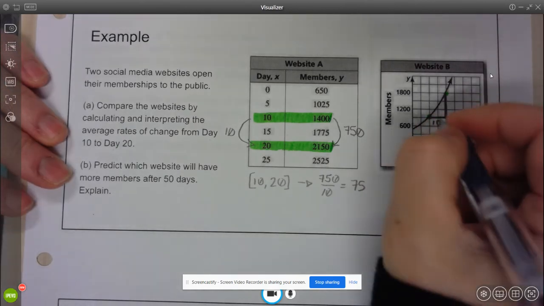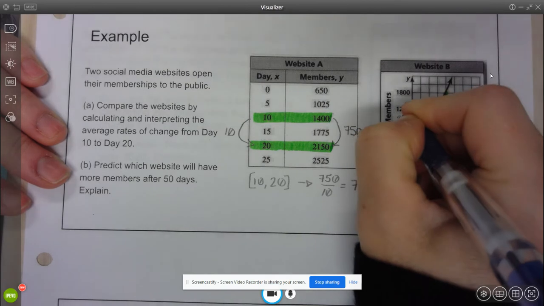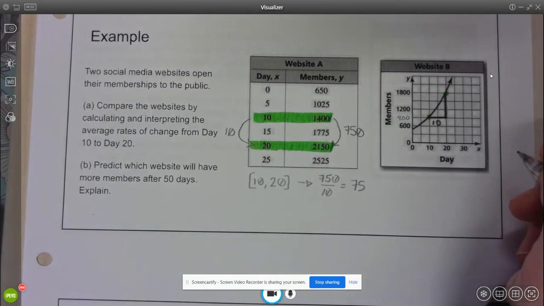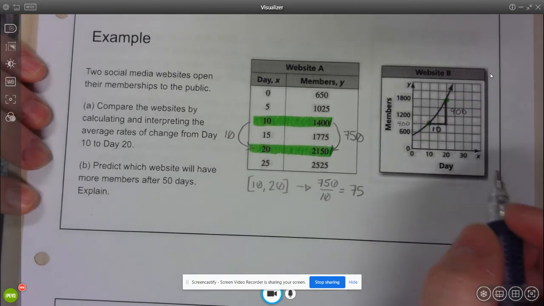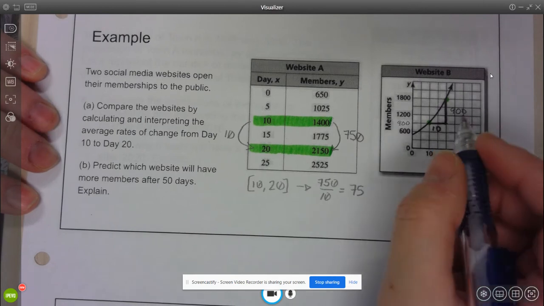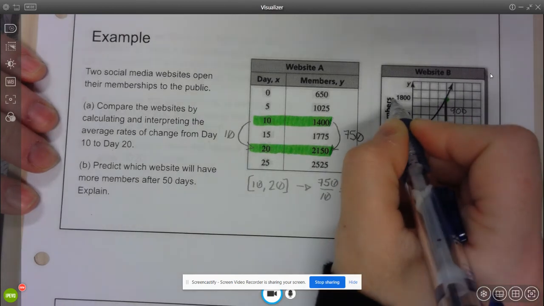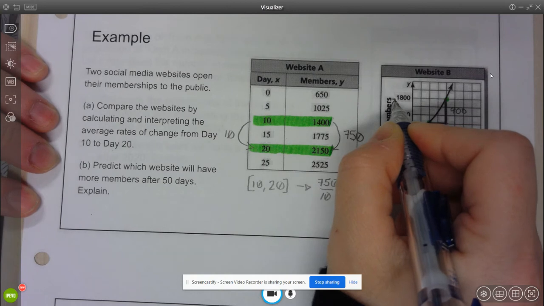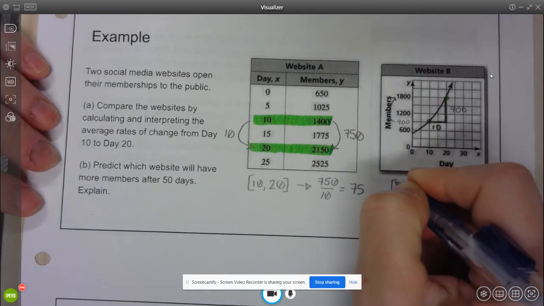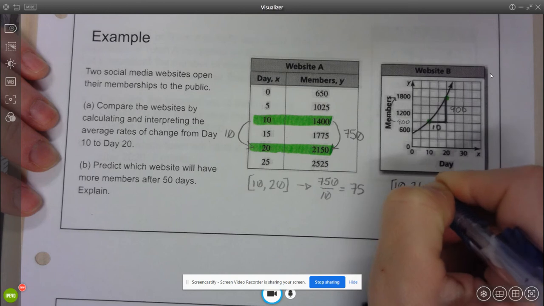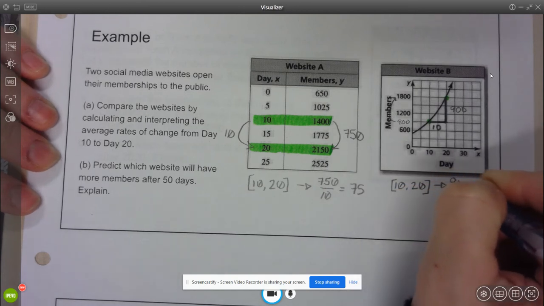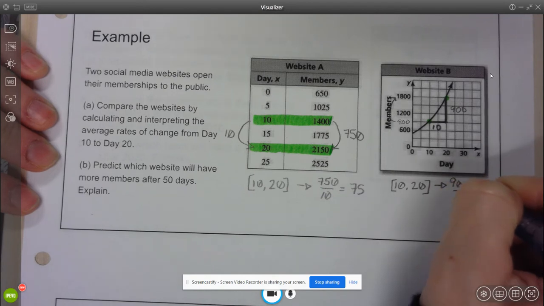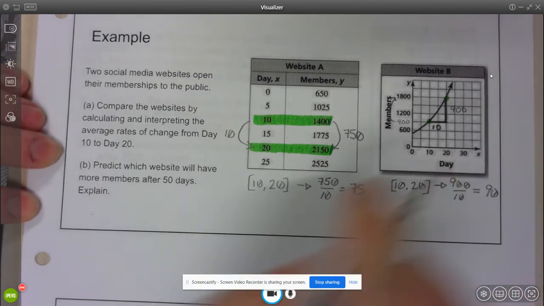So then this would be 900 to 1800. So that would be a difference of 900, because I'm looking at this change here. So then over the interval from 10 to 20 here, that would be 900 over 10, which is going to simplify to 90.